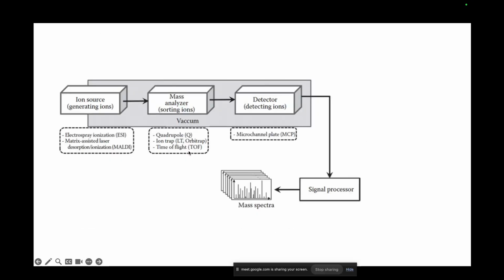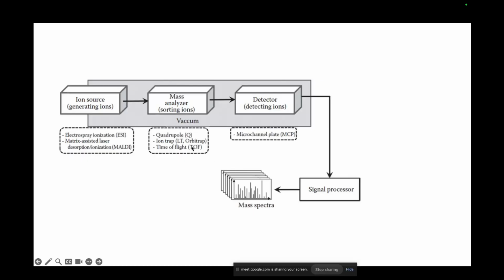And again, this was the image that I was showing you. So you have these three main important components. You have an ionization source, you have a mass analyzer which sorts the ions based on mass to charge ratios, and you have a detector, and then you have a signal processor, right? So this is an overview of how a mass spectrometer looks.